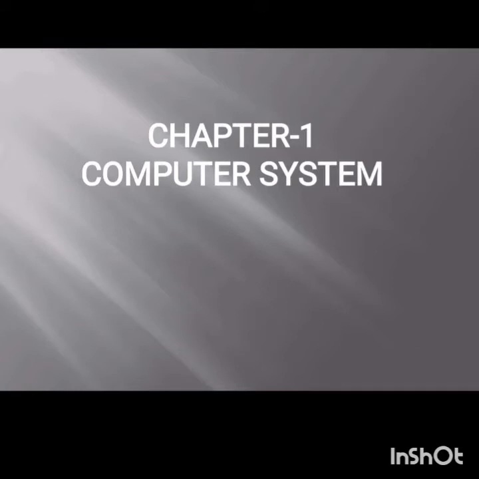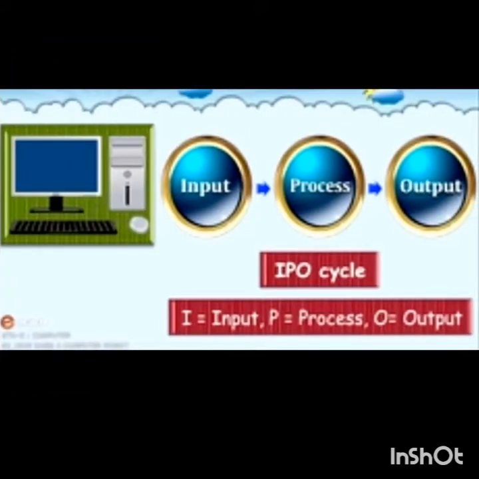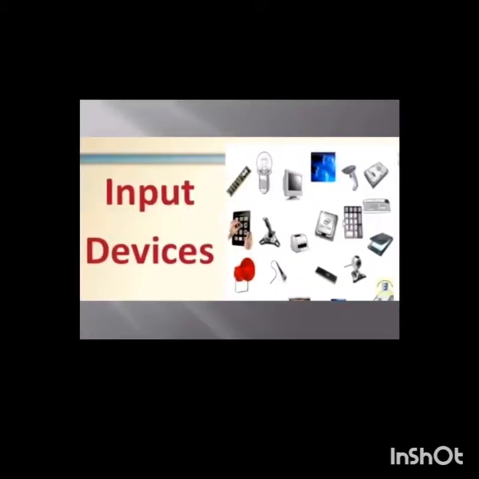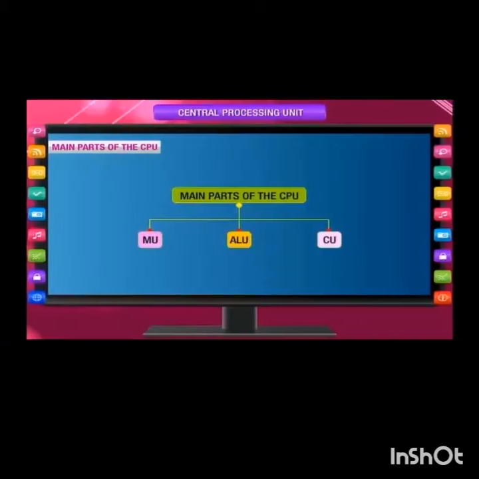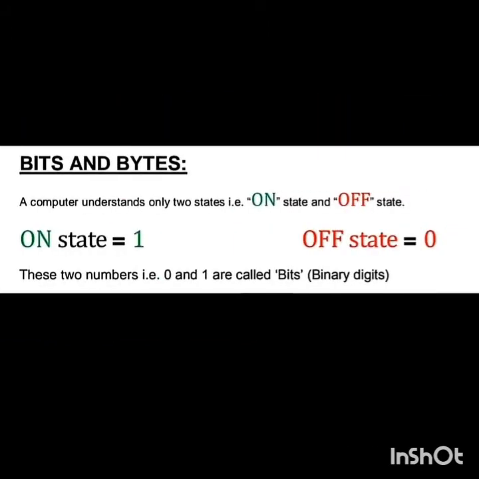In the previous classes, we have studied about the IPO cycle, that is input, process and output cycle. This is how a computer system works. And we have also studied about input devices. There are various types of input devices in the computer system like keyboard, mouse, touchpad, stylus, scanner, graphics tablet, microphone, digital camera, web camera. All these are the types of input devices. And we have studied the main parts of CPU, that is MU, memory unit, ALU, arithmetic and logical unit, CU, that is control unit.